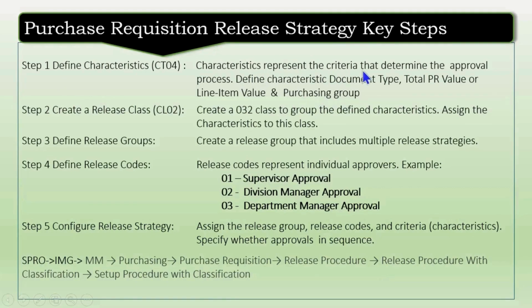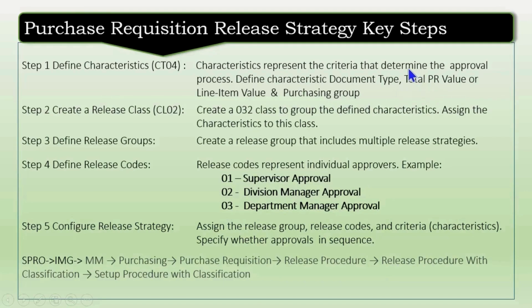Characteristics represent the criteria that determine the approval process. Define characteristics, for example, document type, total PR value, line item value, purchasing group, and you can also take plant, purchasing organization, etc. It depends upon how you build the purchase requisition release strategy based upon the requirement of the organization. Here in this session, we picked up document type, total PR value, line item value, and purchasing group. We have taken these characteristics to build our release strategy.